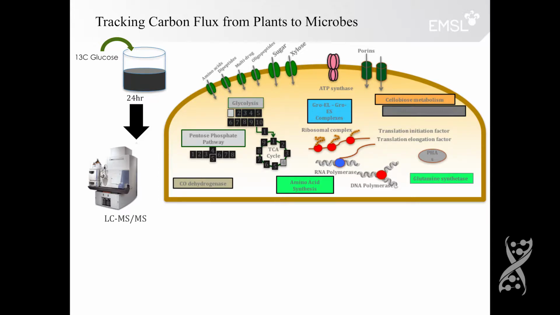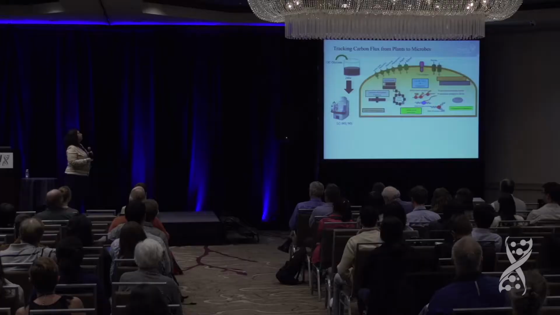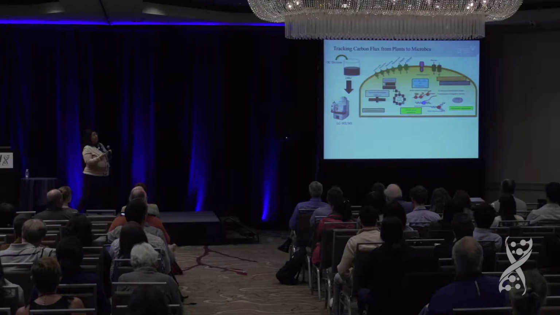The first thing we did is we added a stable isotope label directly to soil. Now, Trent Northern did some metabolomic studies on Avena plant exudates, and he found that one of the major components of the exudate was sugar. So we wanted to add glucose directly to the soil to figure out if we could actually see the proteins take up the label in the soil and then what they were.